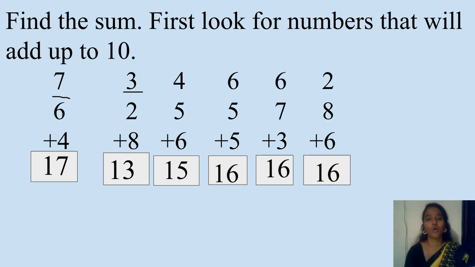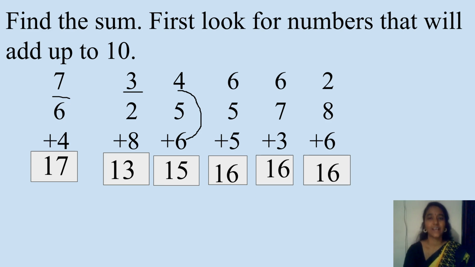Next 4. Friend of 4 is 6. Yes, here 6 is there. See? The friend of 4 is 6. Right? Now 4 plus 6 is 10. 10 plus 5 is 15. Isn't it maths very interesting and easy to do?